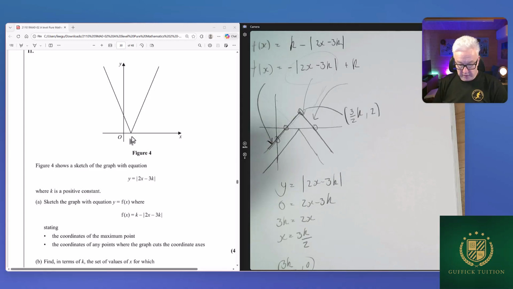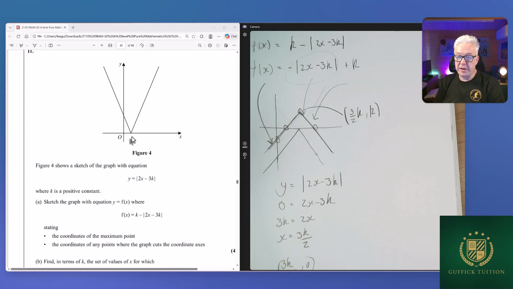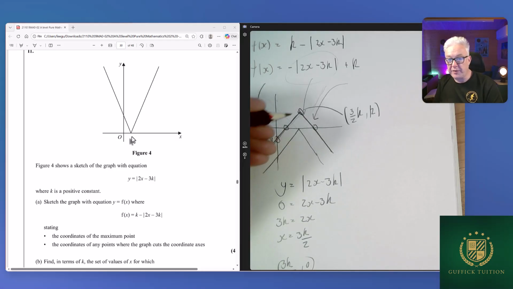So we've got 3 over 2k, and then the whole thing, oops, no, it's not 2, is it? It's moved up by k. So that is k there, rather. So that's our coordinate there when the whole thing's moved up by k. We've got 3 over 2k, and that is k. So that's the coordinate of that vertex. So that's that one done.